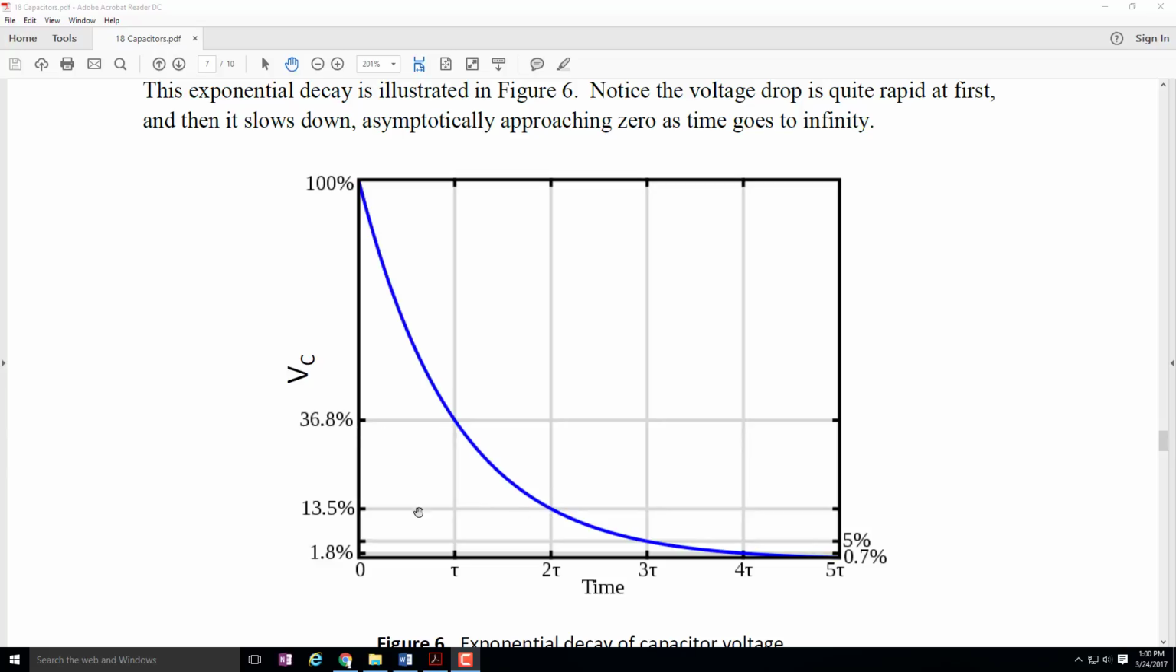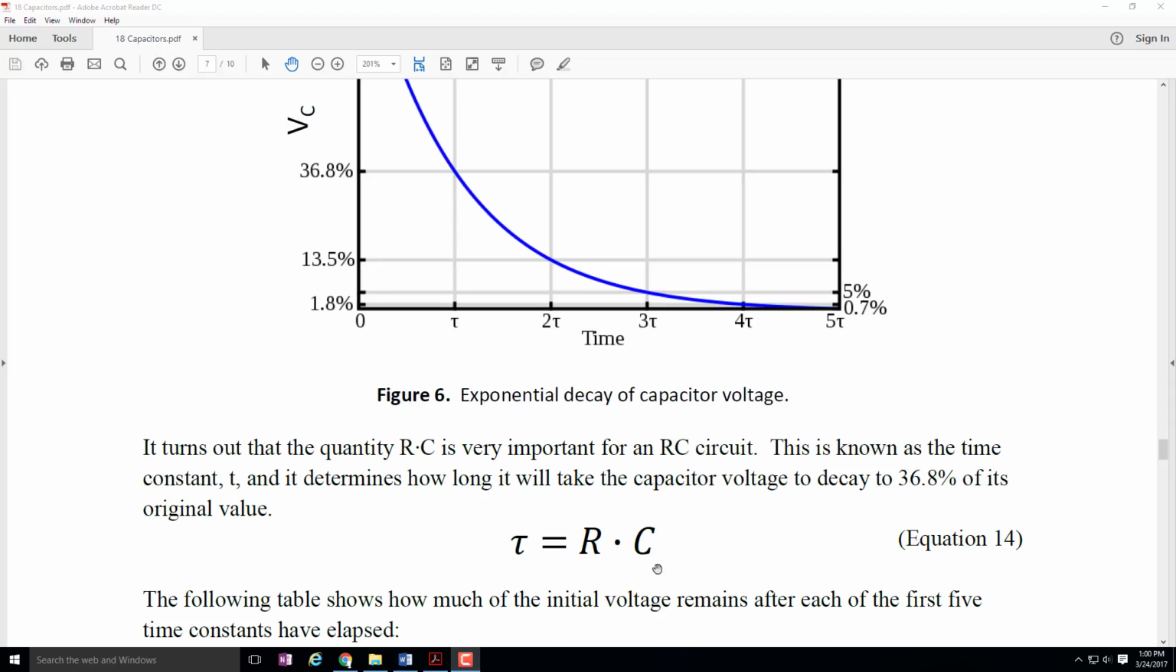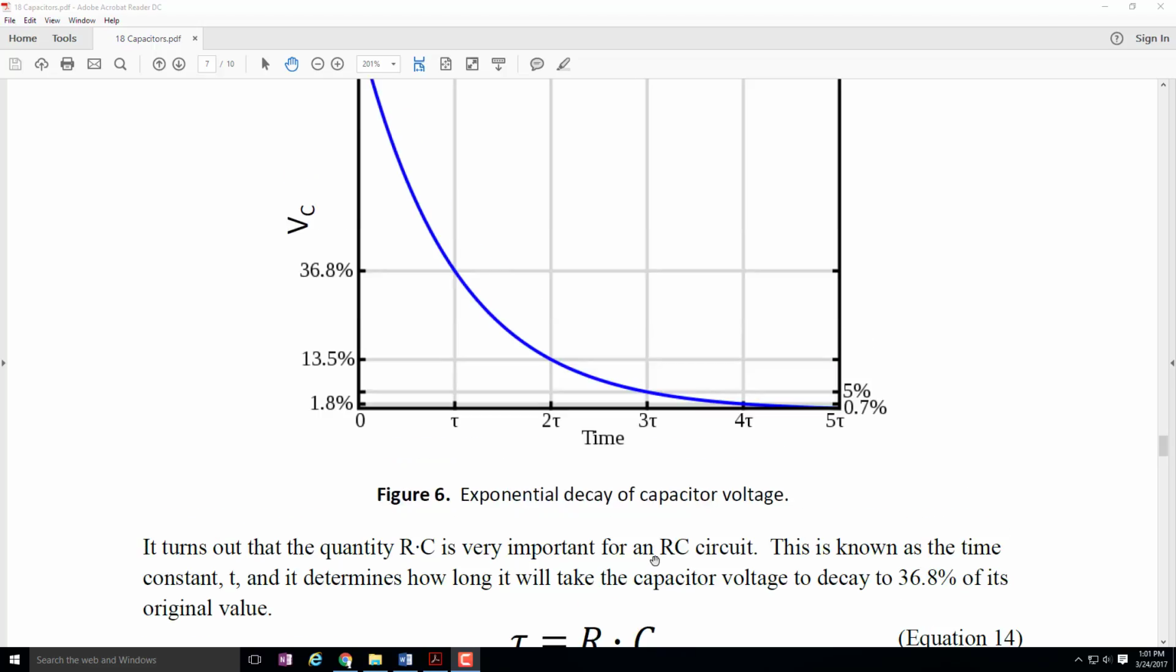After another tau, we're down to 13.5% of the original voltage. After a third tau, we're down to 5%. After a fourth tau, we're down to 1.8%. And after a fifth tau, we're down to 0.7%. This tau is known as the time constant. And the time constant for these circuits is just R times C. And so it really couldn't be much easier. You simply take the resistance, multiply it by the capacitance, and that tells you what the value of tau is.